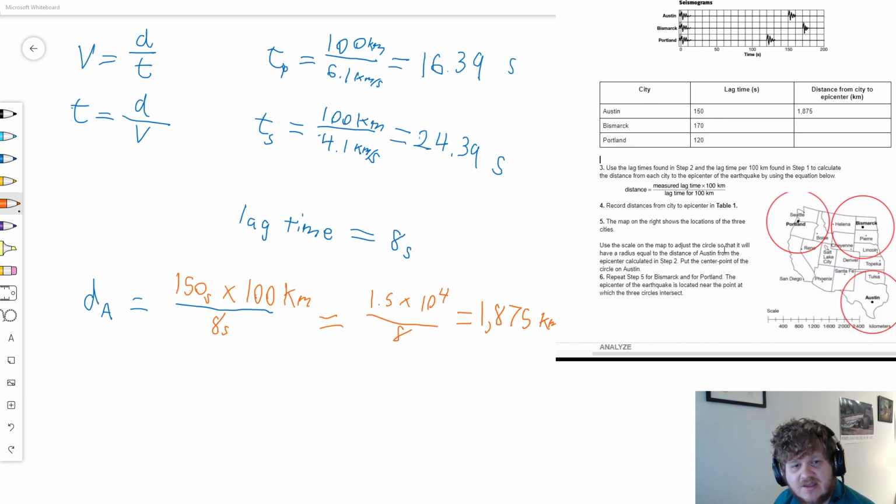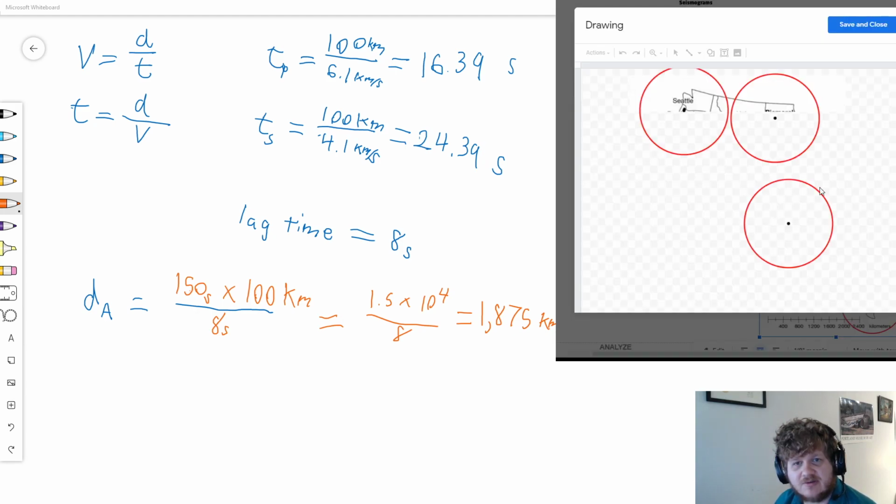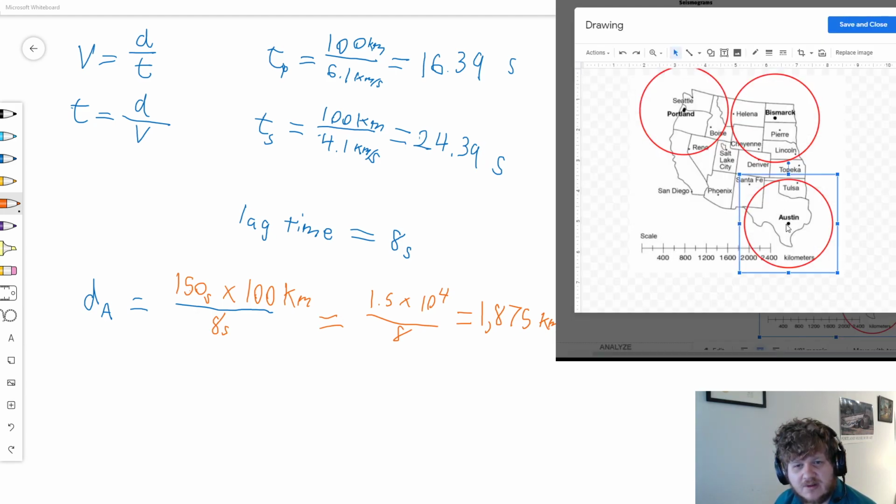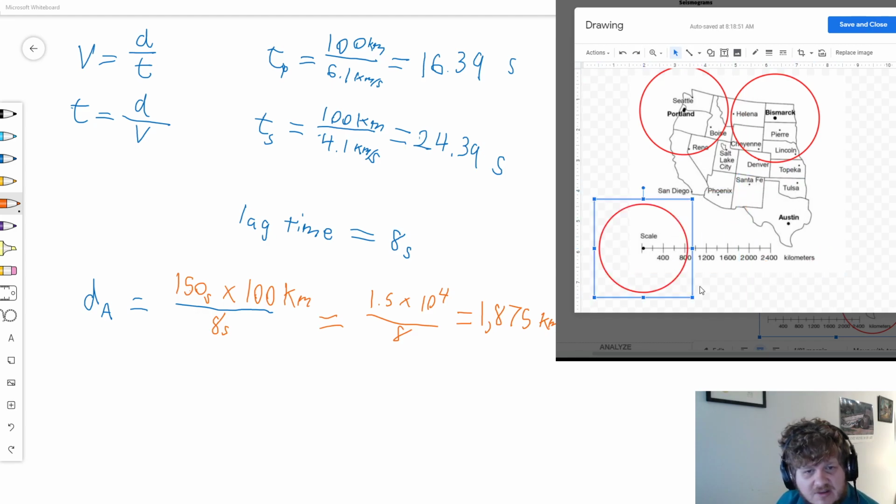But what I'd like you all to do is calculate out these. And then what we're going to do is we have this map, which shows the locations of the cities. And I have some circles here, which we can adjust the scale, which I'll show you how right now. So after you double click on it, it should open. And then we have the circle. We want to line up its center with the scale. And with this one, we want it to go to 1,875 kilometers as the radius.